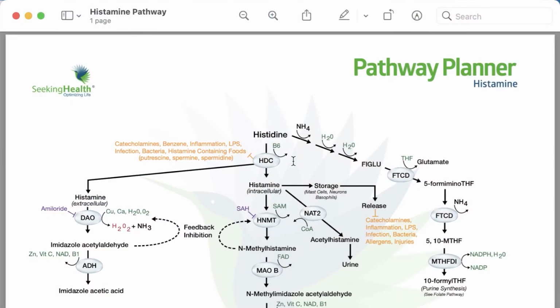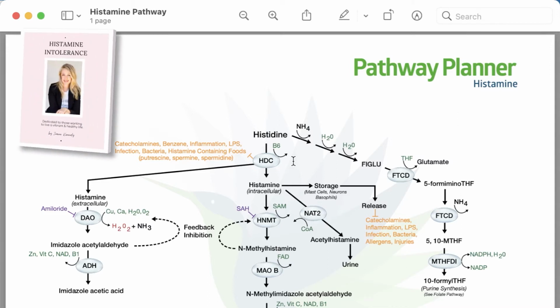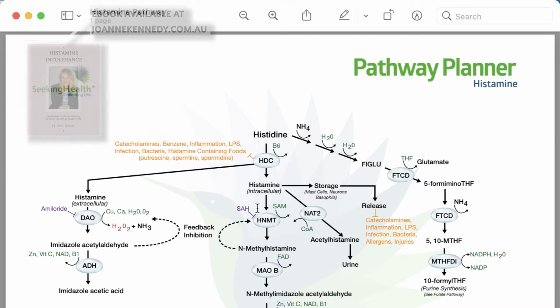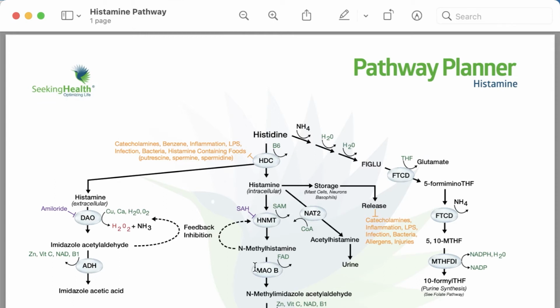So here we have the Histamine Pathway Planner from Seeking Health Educational Institute. And this pathway shows us how the body makes histamine from histidine, as well as all the enzymes and cofactors that we need to break down histamine. Okay, so all of these round circles are enzymes, and everything that's green, these nutrients, are cofactors.